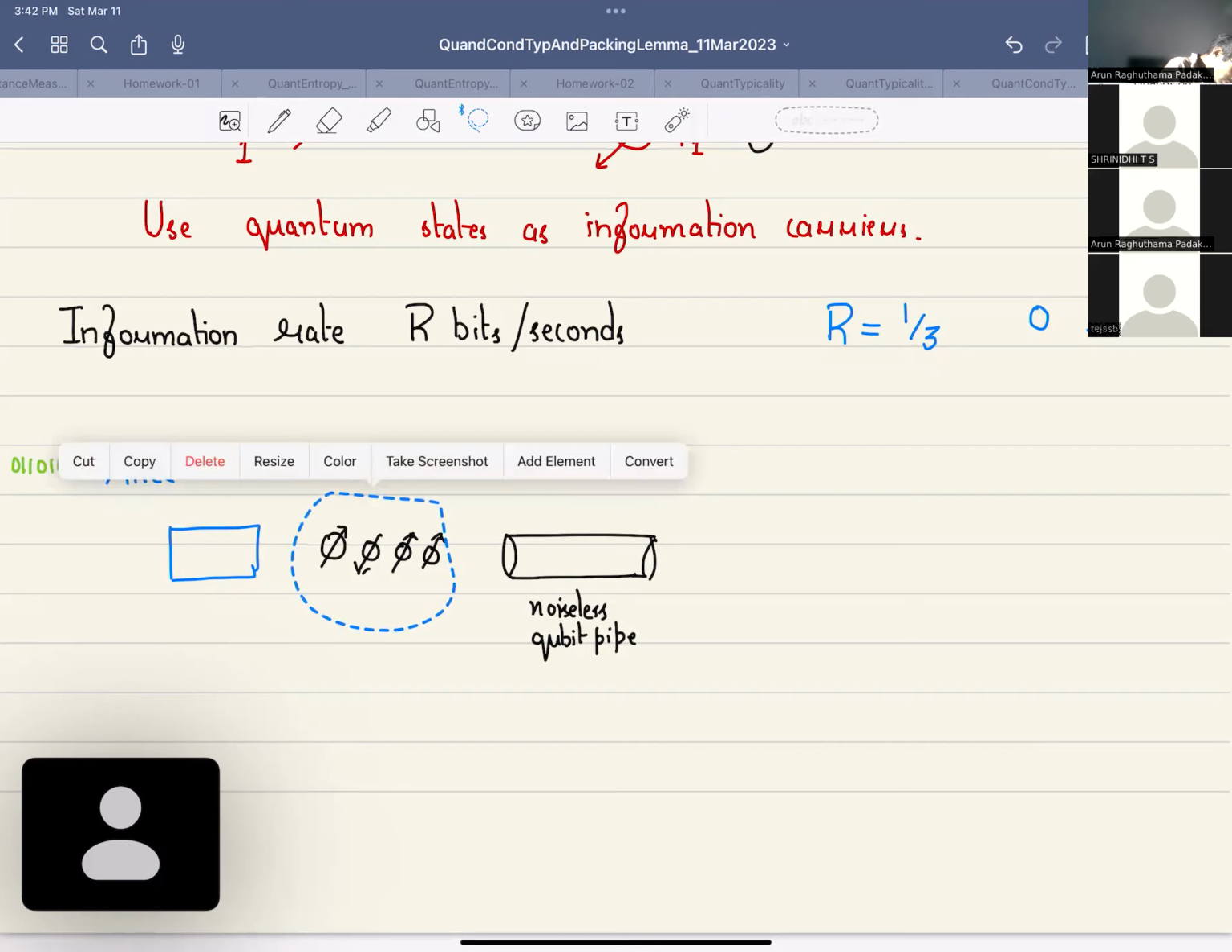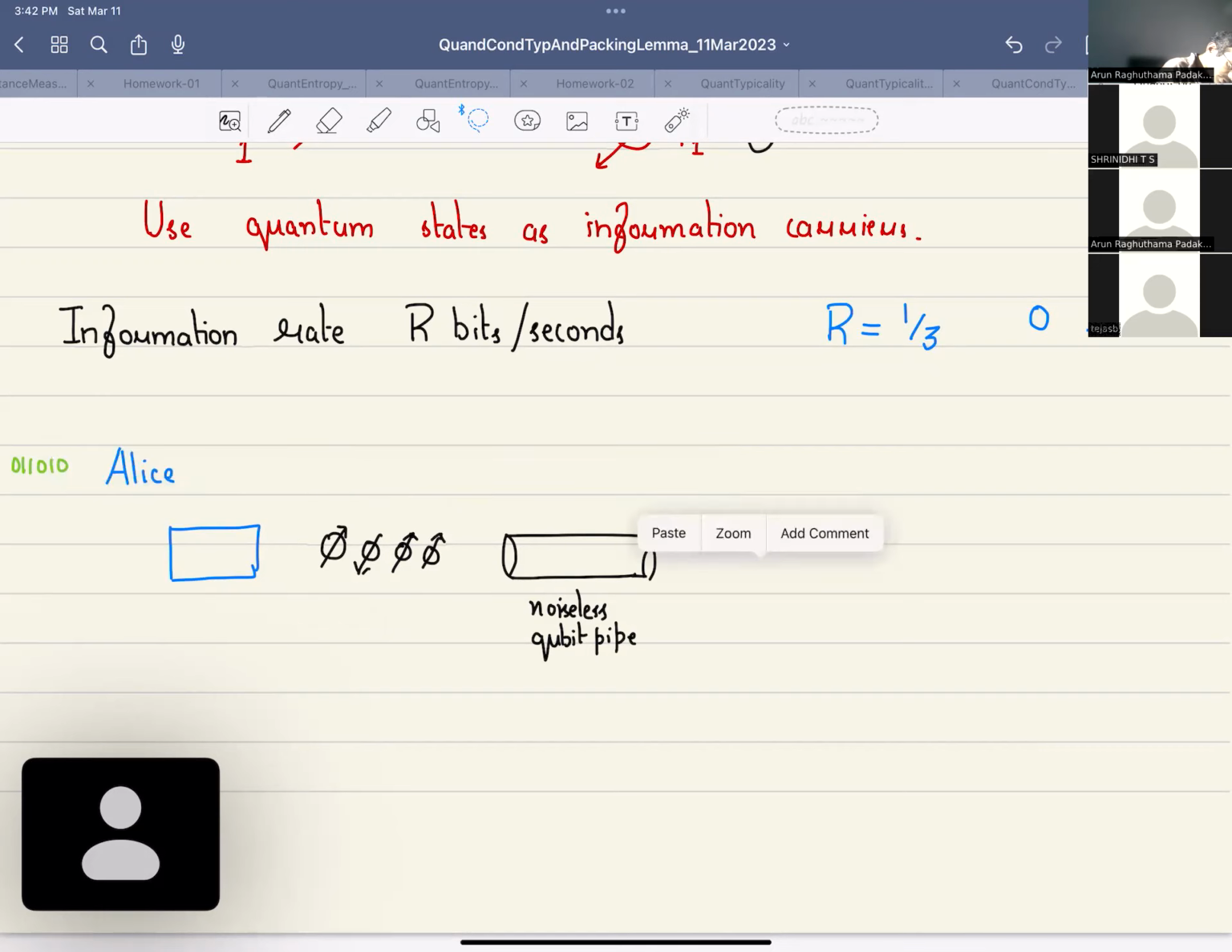So these very particles are received by Bob, and Bob has to do a measurement on this and try and read out the bits that Alice encoded in those quantum states perfectly. That's the goal. Okay, this is the setup.